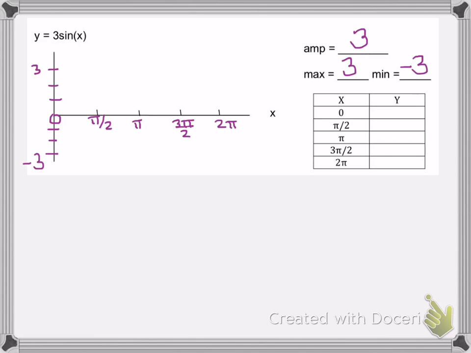Now, since it's a sine curve, I start on my center line, go up to the max, center line, down to the min, center line. Then I fill in my chart. 0, 3, 0, -3, 0.